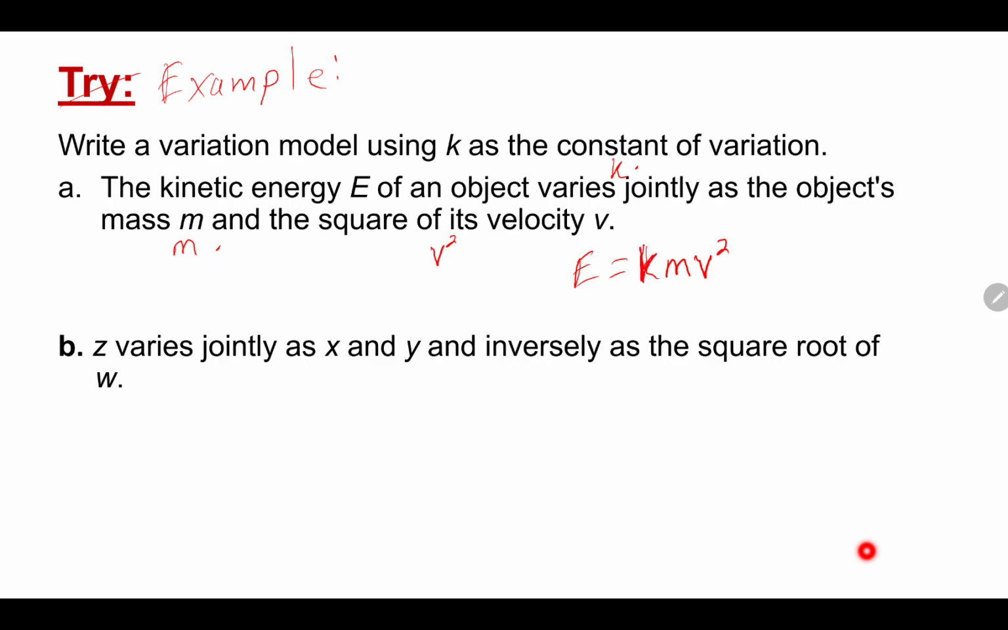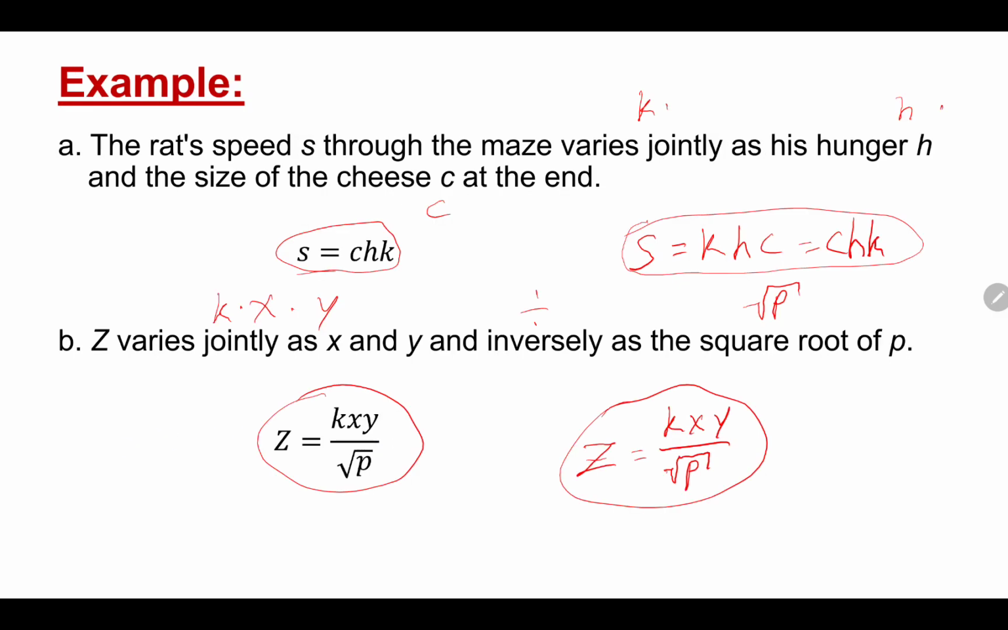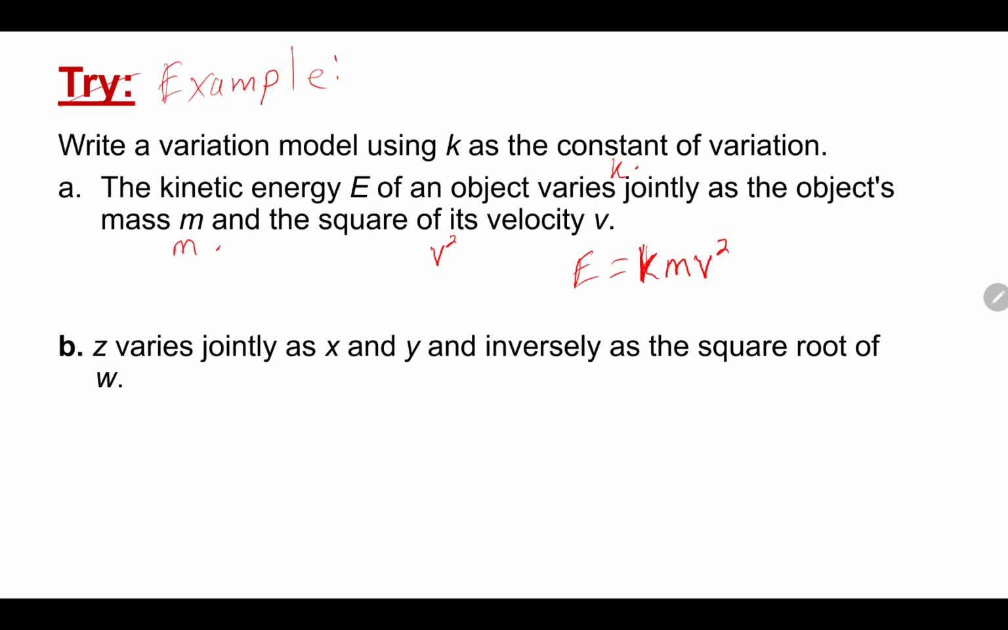Fix that K a little bit. So K varies jointly, so K times the object's mass, M, and the square of its velocity. So be careful that when we're saying the square of, that means the square. And if we look back at the last example, it said the square root. So just be aware of those. Keep those in mind as you do these.